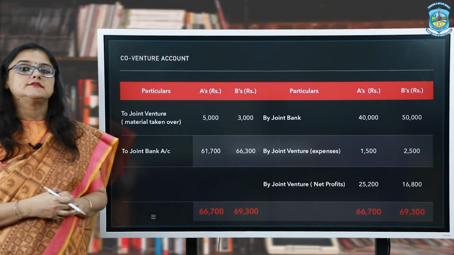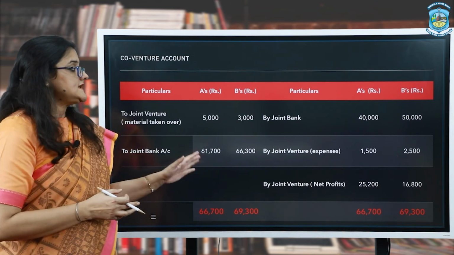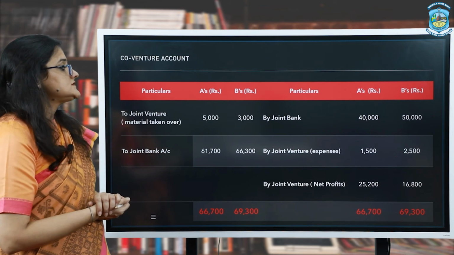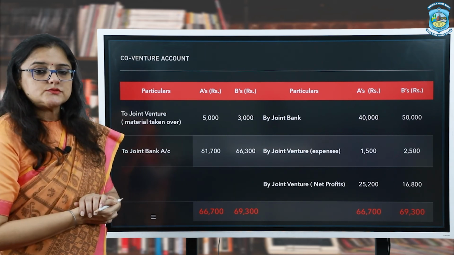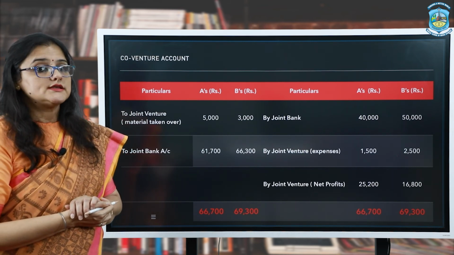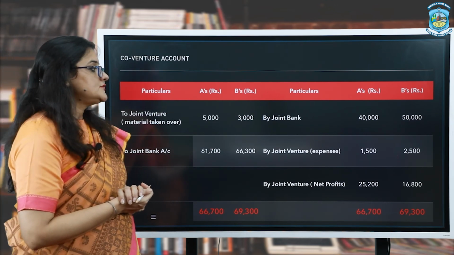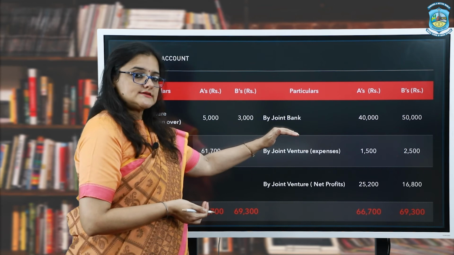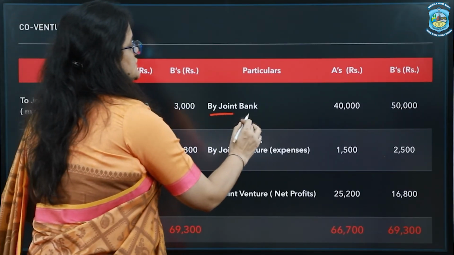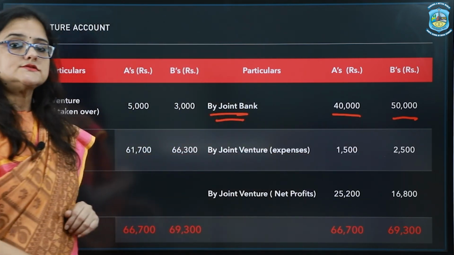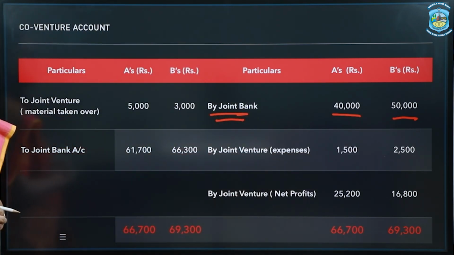Now it's time to prepare the co-venturers account. We prepare it in the same format as that of partners capital account, right? So to start with, the first sentence of the question where the partners are contributing 40,000 and 50,000 to open a joint bank account. Their capital contribution is recorded on their credit side, right? So we are showing by joint bank account 40,000 and 50,000, which is the contribution made by A and B.